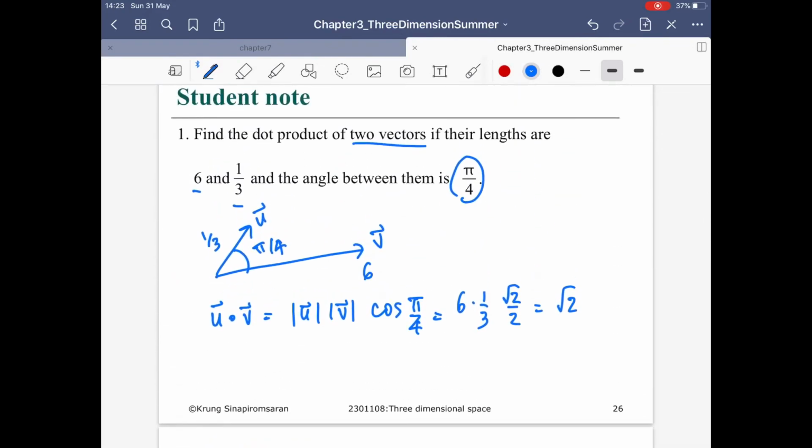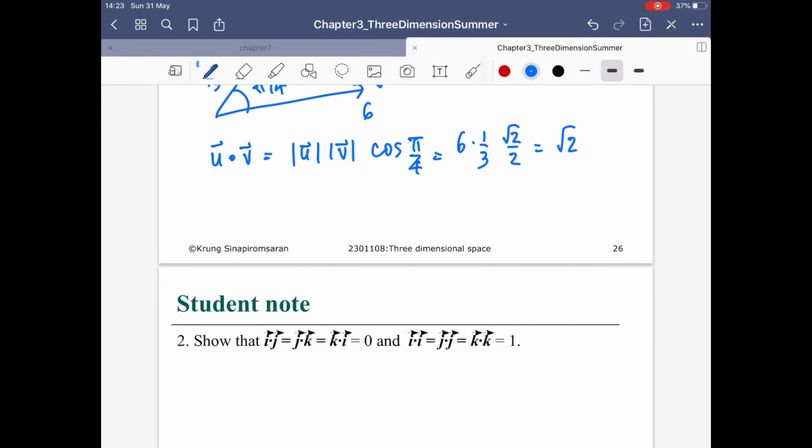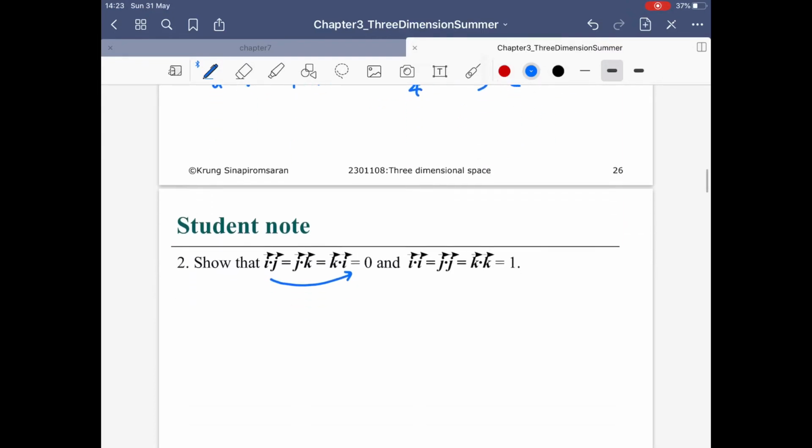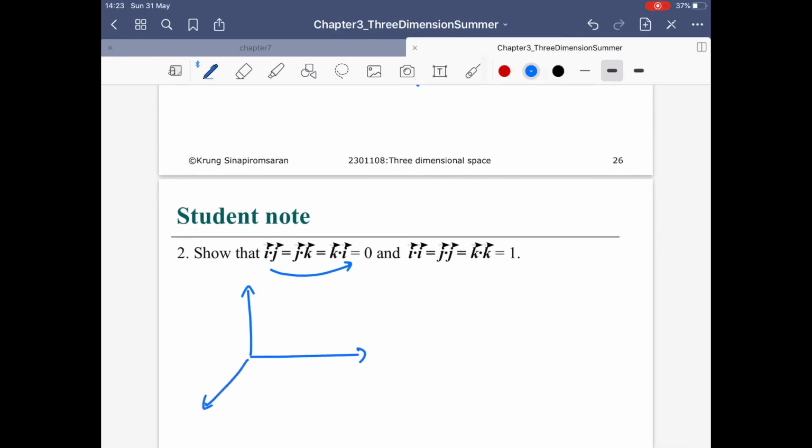Now, if you need to show that all these are equal to 0, actually it is very simple, because don't forget that your i is actually the unit vector along the x-axis. Okay, this is the i, and then your j is a unit vector along the y-axis. So what is it? They are perpendicular or orthogonal to each other. So of course the dot product must be 0. And if you look at the k, which is the unit vector along the z direction, it is orthogonal to j and of course orthogonal to i. So they are all 0 as you find the dot product.